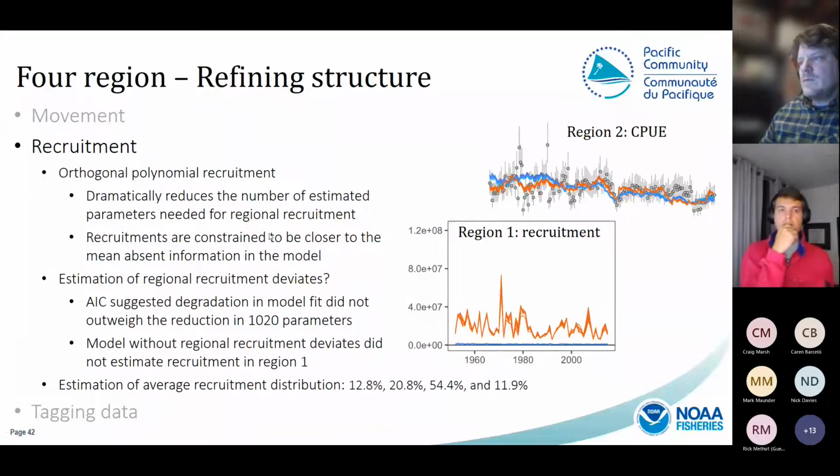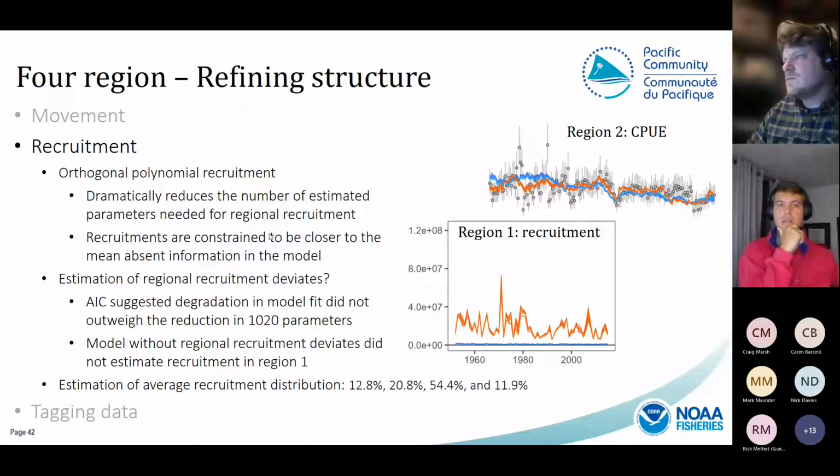Something else that we had to play with was the recruitment. And I'm going to mention the orthogonal polynomial recruitment, even though we didn't ultimately end up using it. But as I mentioned earlier, when you estimate the regional recruitment deviates, that's a large number of parameters. 1,020 extra parameters. Not all of those parameters may be super well estimated. There could be regions and time steps where there just isn't a ton of information available.